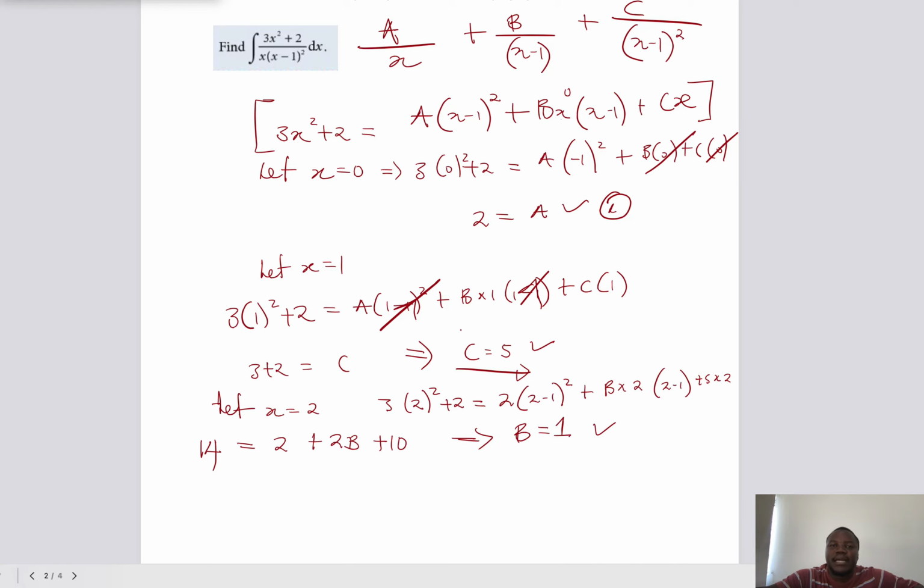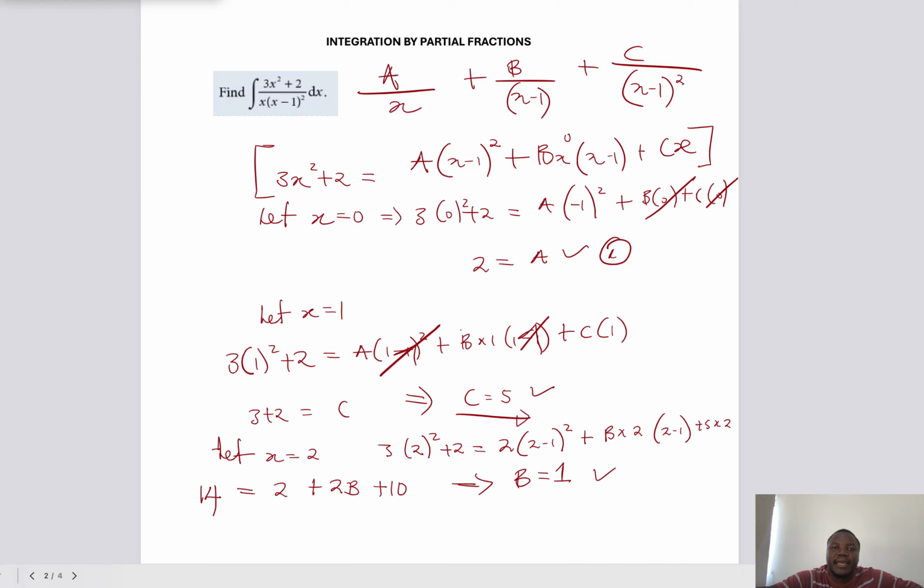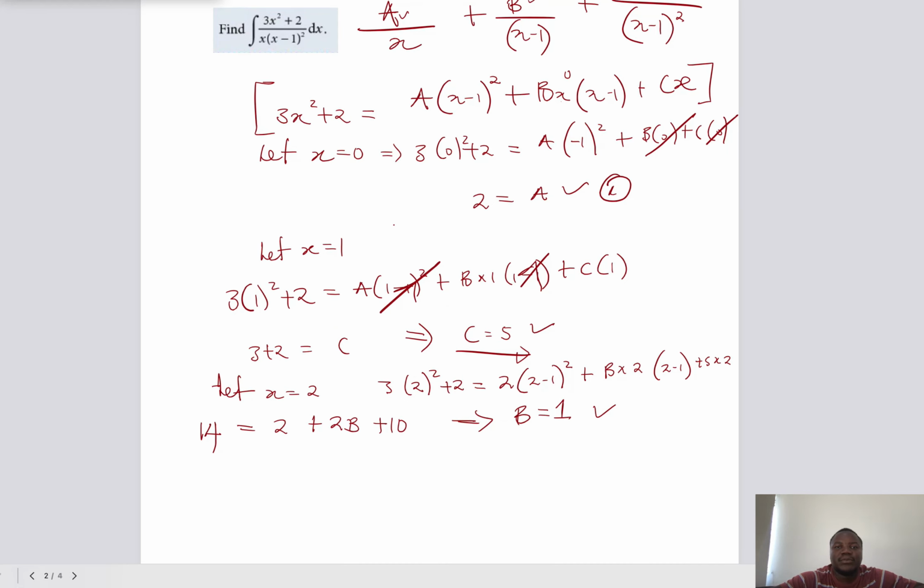All we need to do now is to replace in the top equation here, where there's a we are going to put 2, where there's b 1, where there's c 5, and then we look for the integrals of all these individual components, which makes it way easier. So that's what we are going to do.